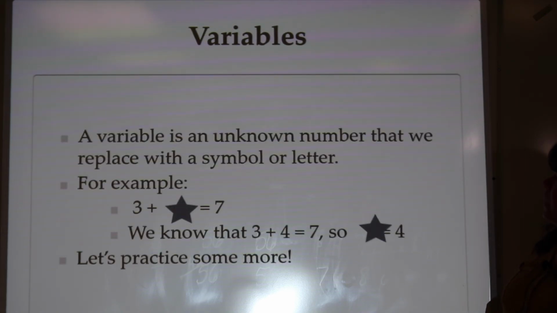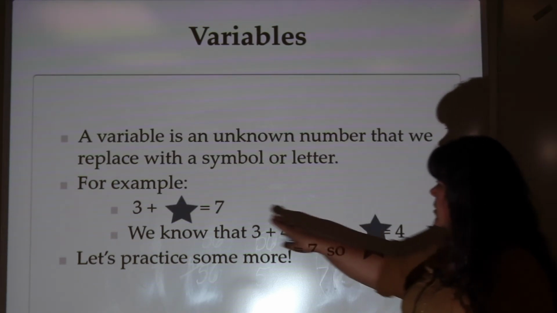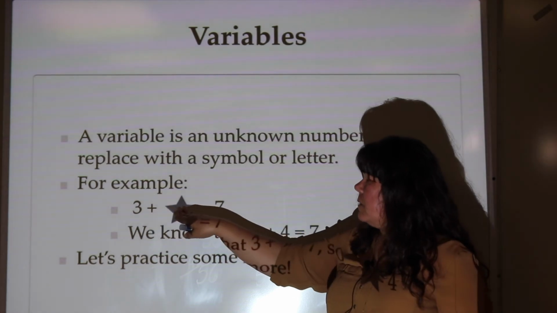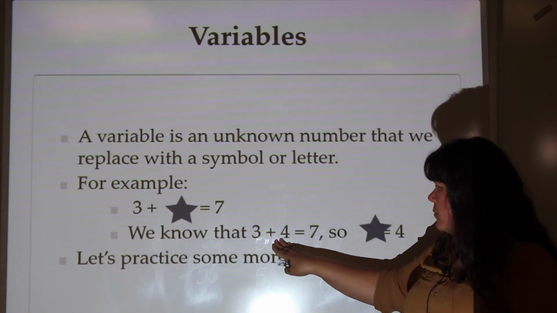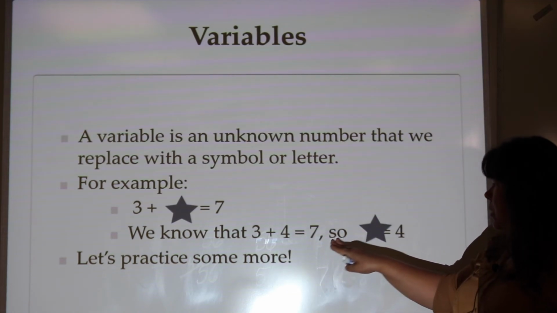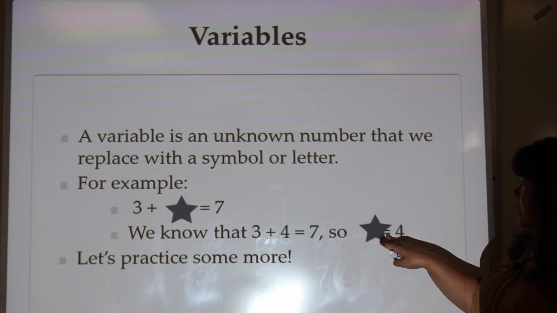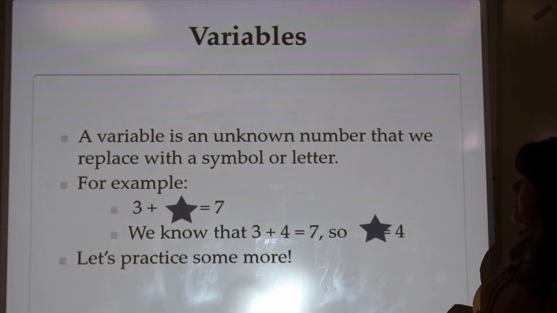So a variable is an unknown number that we replace with a symbol or a letter. In this case, we have stars. So 3 plus this number equals 7. And we know that 3 plus 4 equals 7, so my little star equals 4. So let's practice some.